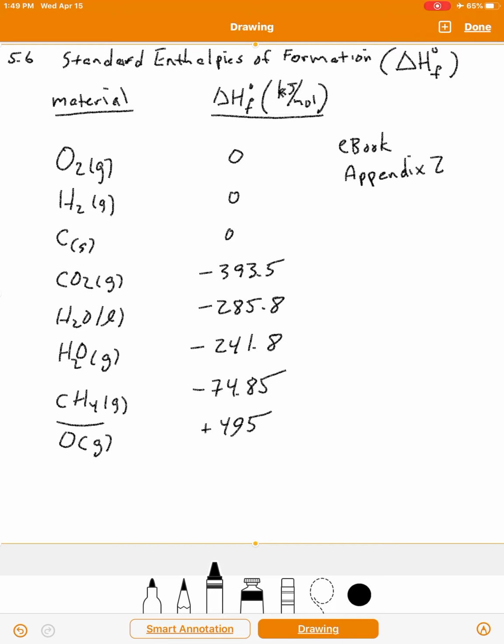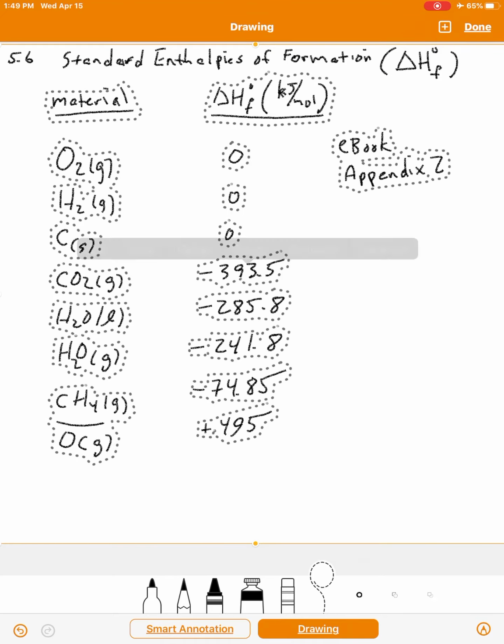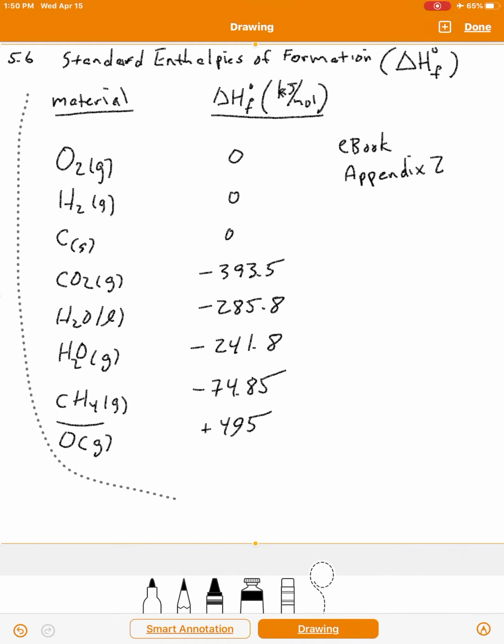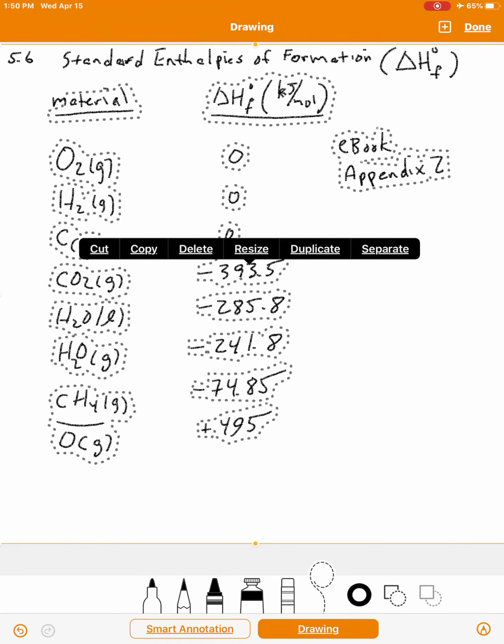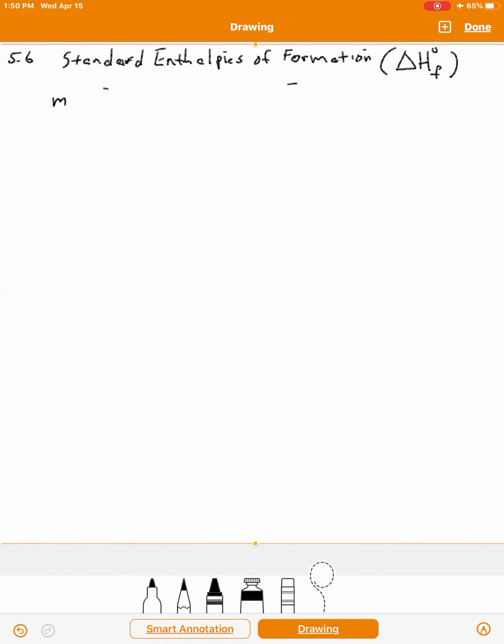Now, you might ask, okay, that's fine, we have these enthalpies of formation, which is essentially how much enthalpy change there is for making a mole of this substance. What use is that to us? How can we use it? It turns out there's a very practical use for this. So I'm going to erase all this, but I'm going to show you the practical use of it. The practical use is this.